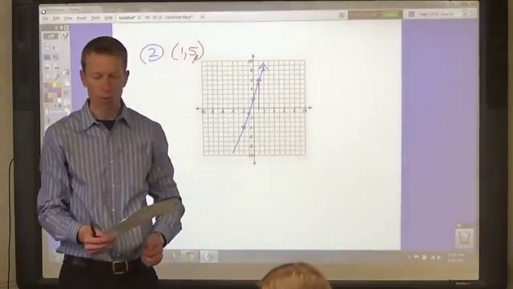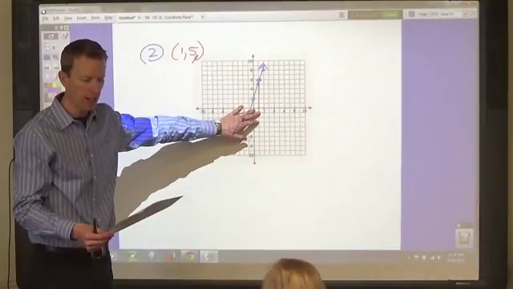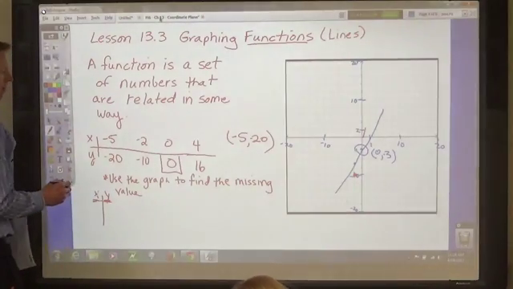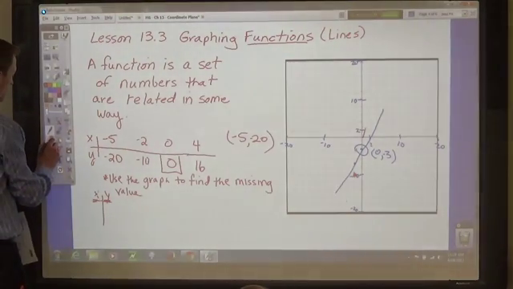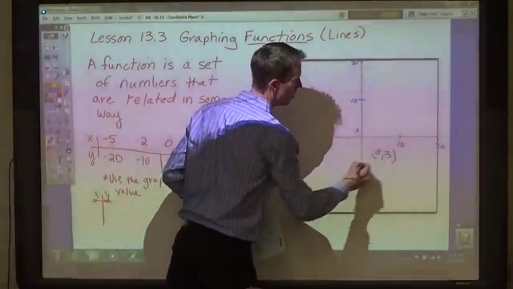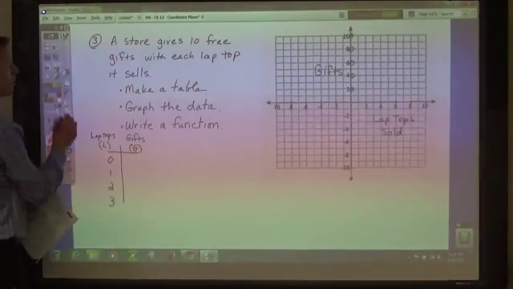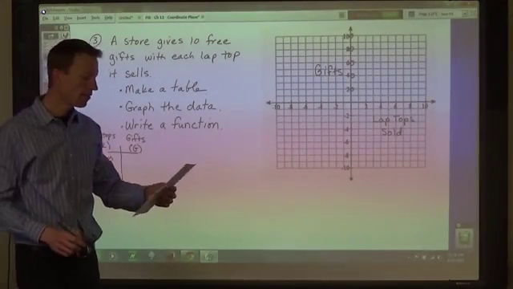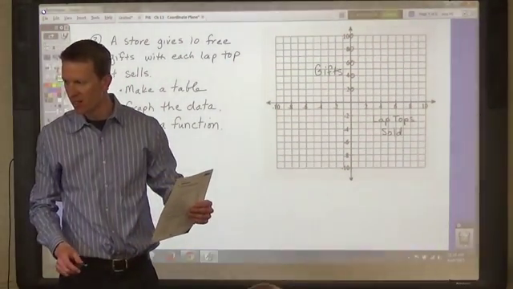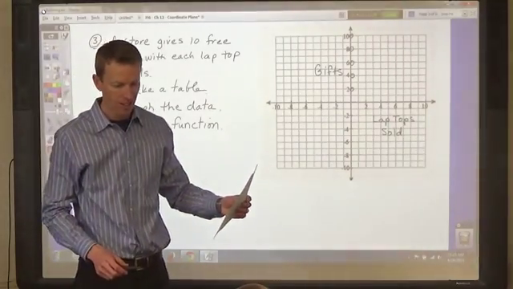The procedure for number 1 and 2 are the same as we just did, plotting those points. Let's do number 3 together. I wanted to go through number 3 together. Okay? Now, in number 3, it says, a store gives 10 free gifts. Everybody go to number 3 on the back side. Find number 3.